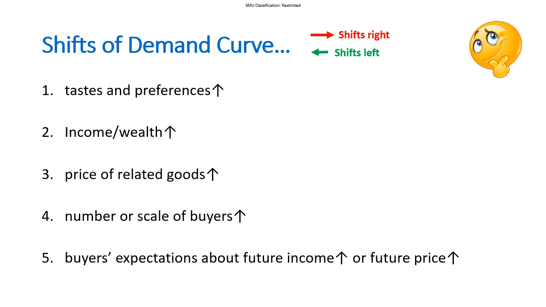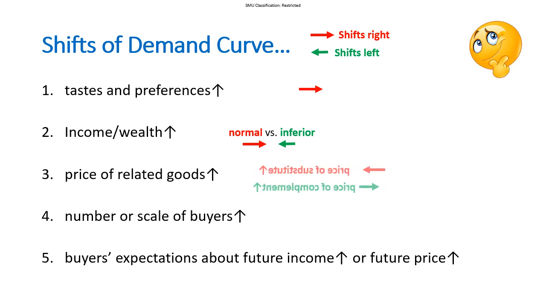When taste and preference for a good increases, the demand for that good increases. When income increases, the demand for a normal good will increase, while that of an inferior good will decrease. When the price of a substitute of your good increases, the demand for your good will increase. When the price of a complement of your good increases, the demand of your good will decrease.